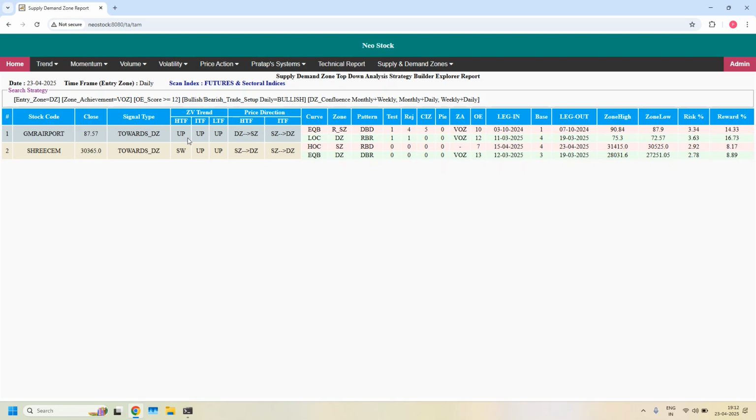Out of these 2, the first one is the only one having a monthly uptrend, because this daily demand zone overlapped with the weekly demand zone, and both together overlapped with the monthly demand zone. That's why we are looking into the monthly demand zone having monthly EMA. The second stock you can't use, because in a sideways trend you can't use EMA.